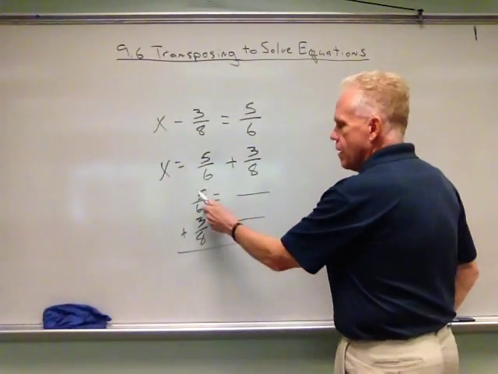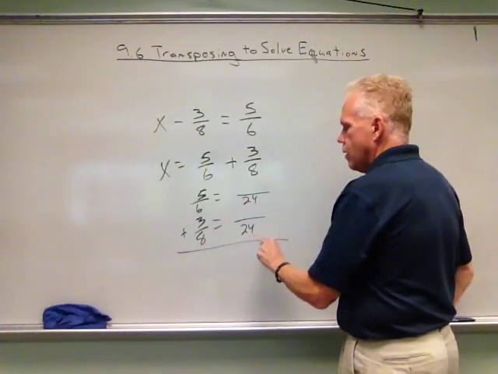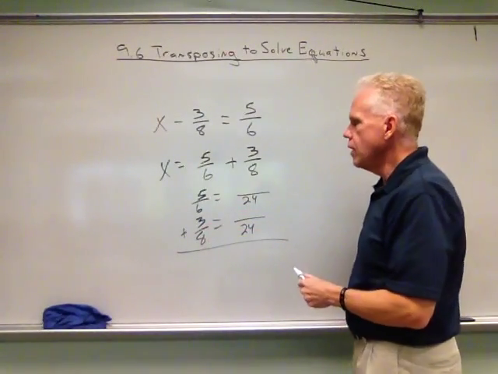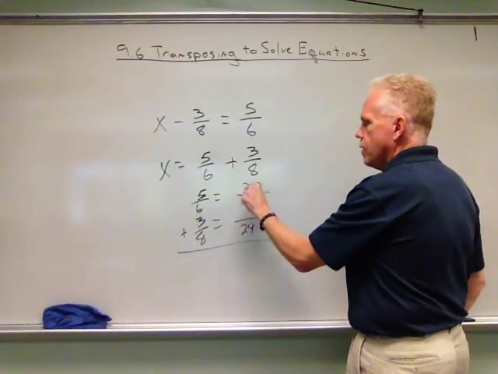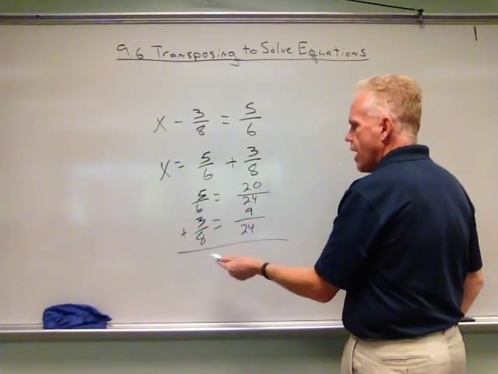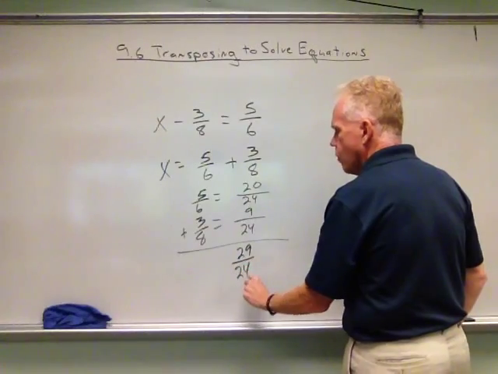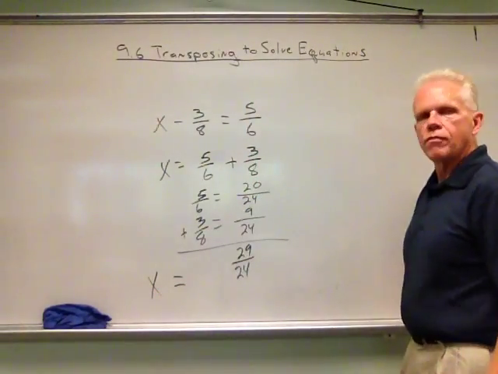But a common denominator for 6 and 8 would be 24. That's the smallest number that 6 and 8 both go into, the LCD. And 6 times 4 was 24, so 5 times 4 is 20. 8 times 3 was 24, so 3 times 3 is 9, and we're adding here, so we get 29 over 24. So x equals 29 over 24.